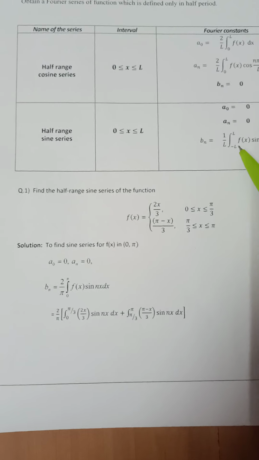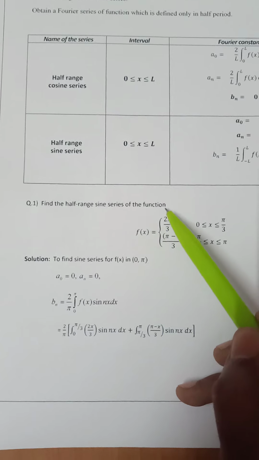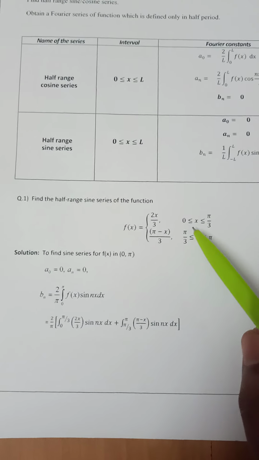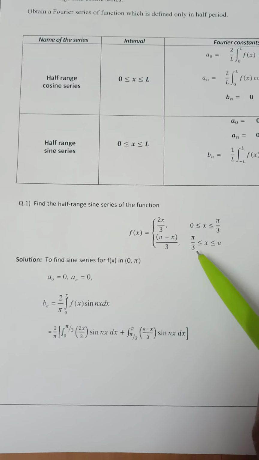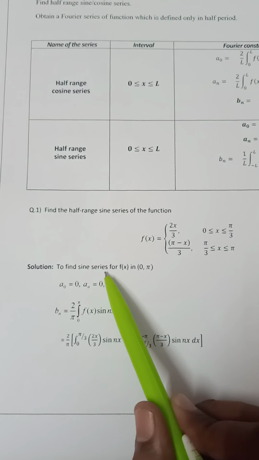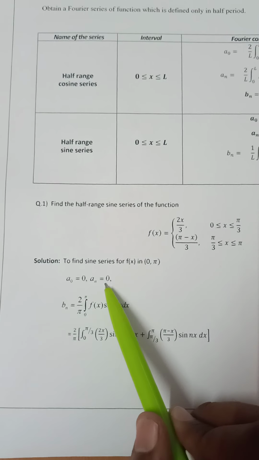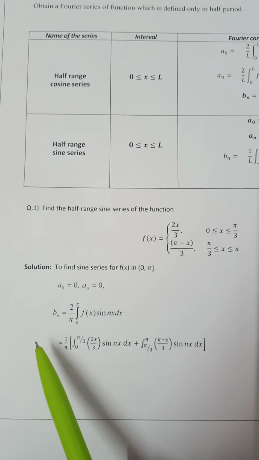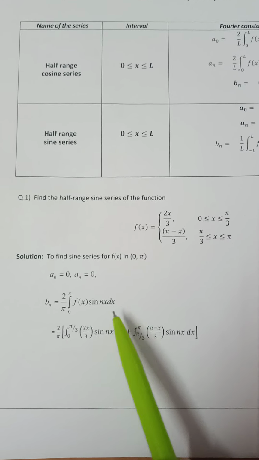Now let us start with the example. Find the half range sine series of the function f of x equal to 2x upon 3 in the interval 0 to pi by 3, and pi minus x upon 3 in the interval pi by 3 to pi. Now to find the sine series for the function f of x in the interval 0 to pi, a naught and a n are equal to 0. You just have to find the value of b n, and that b n is given by 2 upon pi integral 0 to pi f of x sine nx dx.